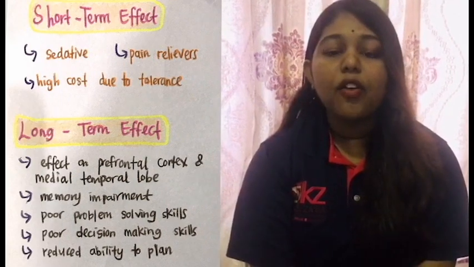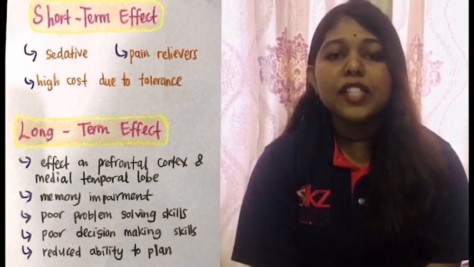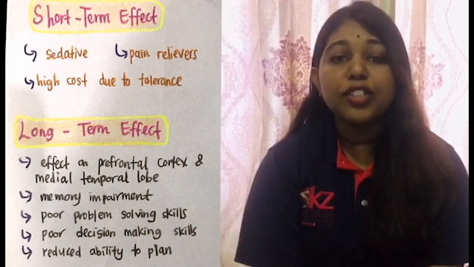What are the short-term and long-term effects if we keep taking opiates? The short-term effects of taking opiate are sedation, pain relief, and a high, with a cost due to tolerance, which means a person must take an increased amount of the drug to achieve a high.